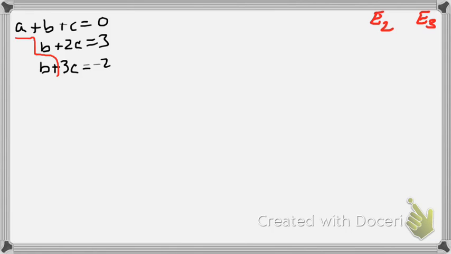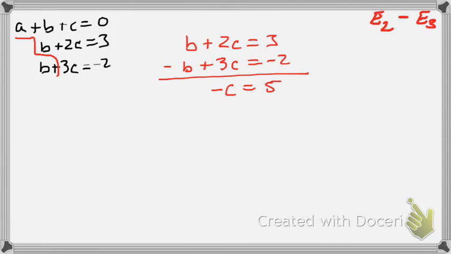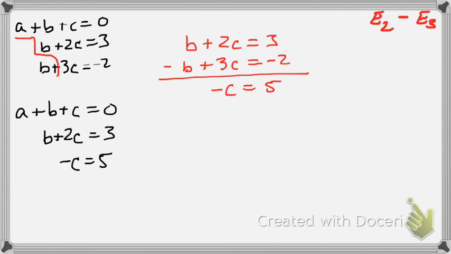So our plan, since our B's are lined up, they already have 1 coefficients, is to just subtract them. We're going to take equation 2 minus equation 3 because they already have 1 coefficients. And if I subtract straight down, I get negative C equals 5. And that becomes our new third equation. And under the stairs is spotless.